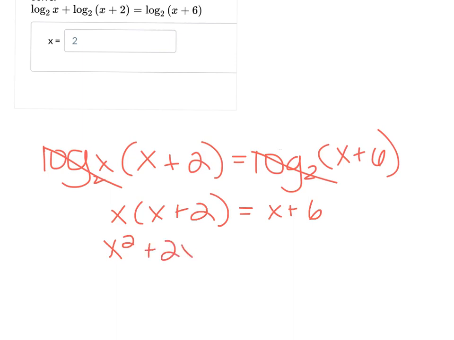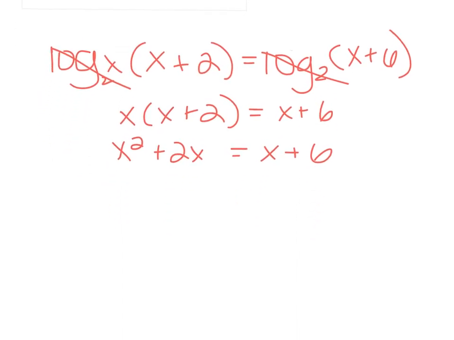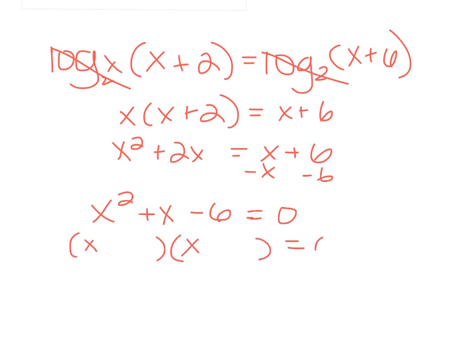Distribute this. As soon as you see the x squared and the x, it should be your indication that you're going to have to factor, or use quadratic. Get everything to one side, so subtract the x and subtract the 6. X squared plus x minus 6 equals 0. And then this is factorable. So factors of -6 that sum to +1 are what? -2, +3. And I get 2 and -3.